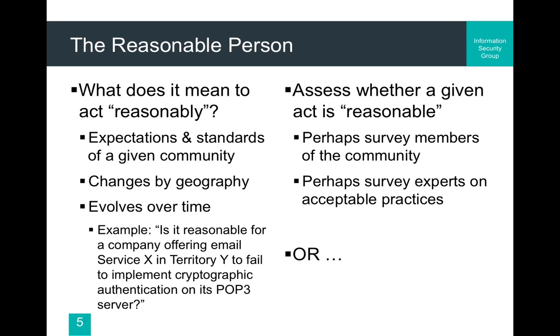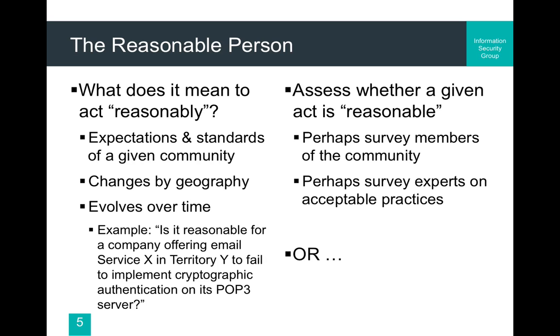The idea of what is reasonable conduct is really bound up very closely with expectations and standards of a given community. Now, this means that what constitutes reasonable conduct can change by geography, and it can evolve over time. To use a cybersecurity example, I've put a question here on slide 5. Is it reasonable for a company that offers an email service of type X within territory Y to fail to implement cryptographic authentication on its POP3 server? There was a time when the answer to that was, well, that seems reasonable because not very many people do it. But today, as I record this in 2014, we see that most people offering email services will, in fact, enable cryptographic authentication, will make that possible.